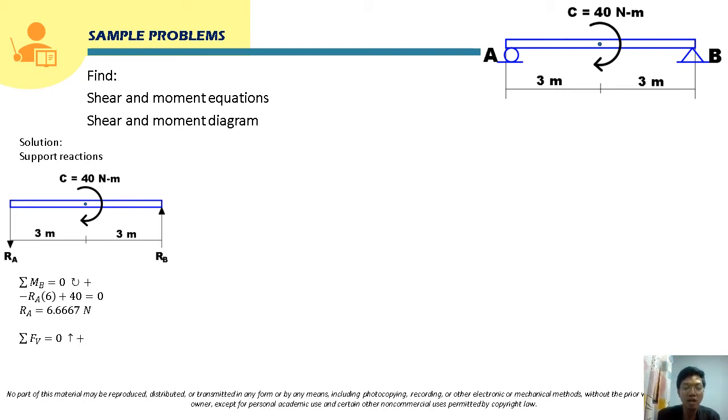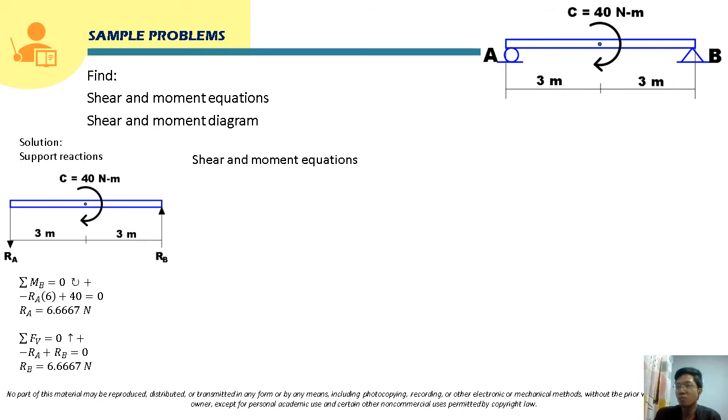Now, to solve for the reaction at B, that will just be summation of forces vertical equal to 0. So, this will be negative RA plus RB equal to 0. RA is already 6.6667 Newton, so we can just substitute that here. Therefore, R sub B is also equal to 6.6667 Newton.